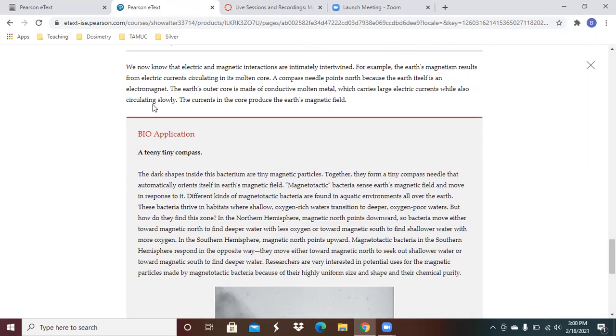The Earth's magnetism results from electric currents circulating in the molten core. A compass needle points north because the Earth itself is an electromagnet. The Earth's outer core is made of conductive molten metal, which carries large electric currents while also circulating slowly.